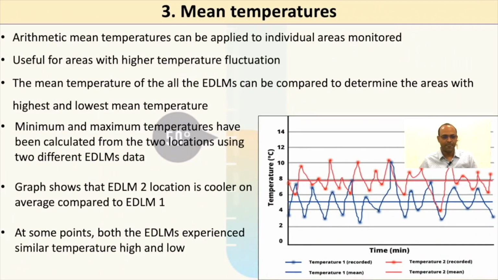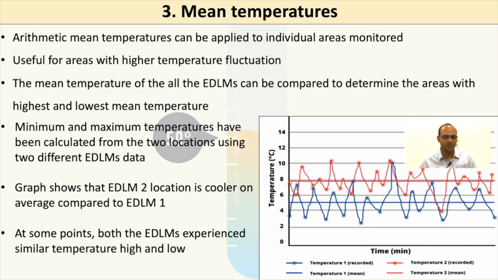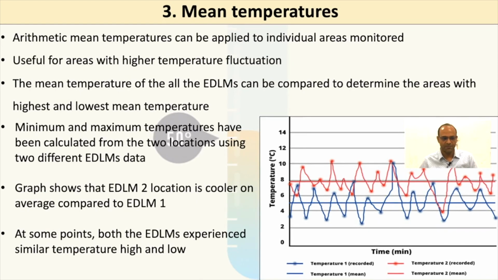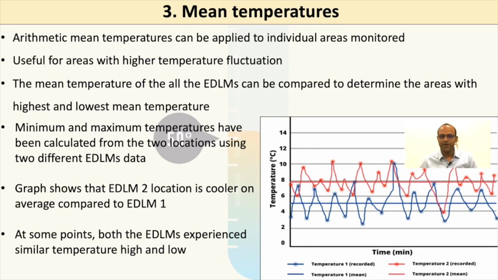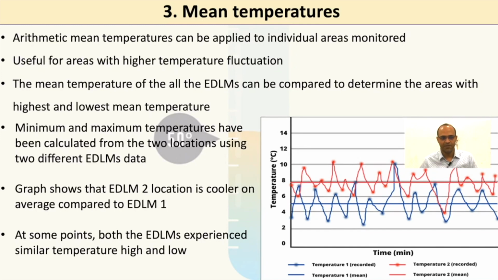Mean temperature: the arithmetic mean temperature is the average of the highest and the lowest temperature that can be achieved in a region, and can be applied to individual monitoring sensors. It is useful for areas with higher temperature fluctuation. The mean of all the EDLMs can be compared to determine the areas with the highest and lowest mean temperatures.